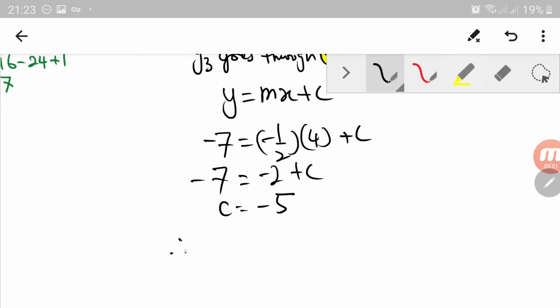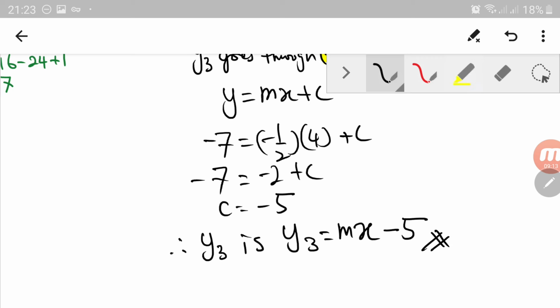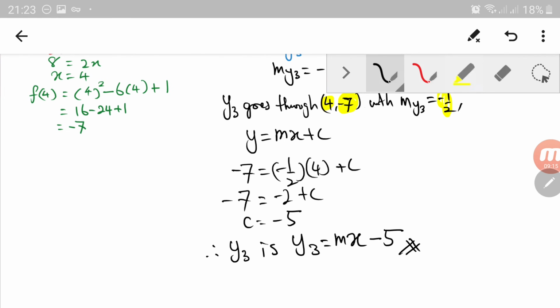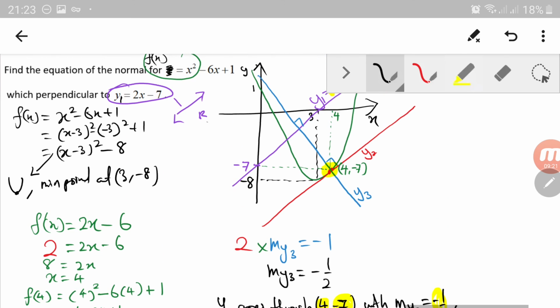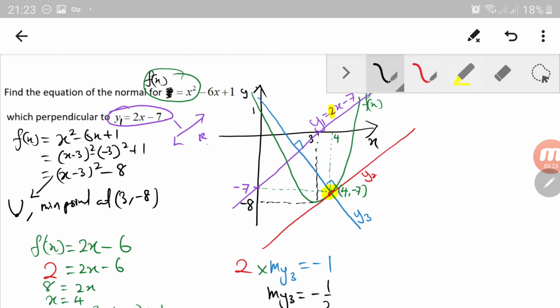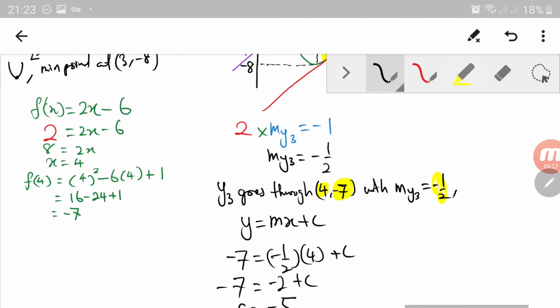Therefore, y3 equals minus half x minus 5. So this is the equation of the straight line that is perpendicular to the one given, y1, 2x minus 7. So this is the line.